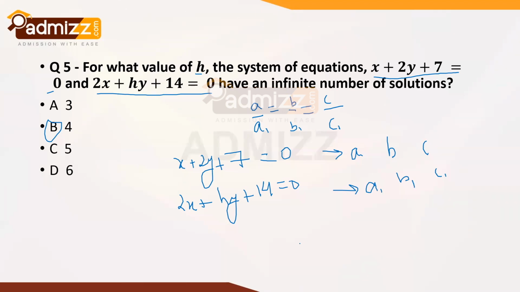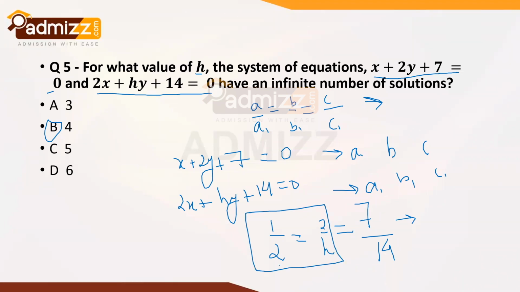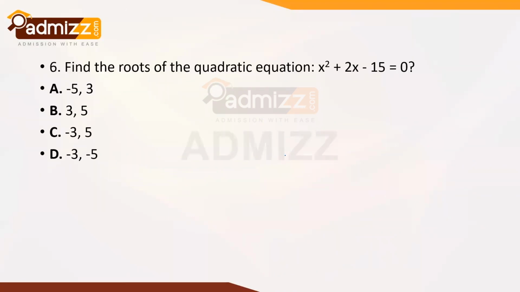So what you do ultimately is check for this condition, right? So it must be that 1 over 2 is equal to 2 over h is equal to 7 over 14 for these to have an infinite number of solutions. And from this, we take the first two or the last two, that does not really matter, right? So from this, what we get is that h is equal to 4. Is this clear to everyone? Okay, so keep these conditions in mind as well, right? So let's move on.